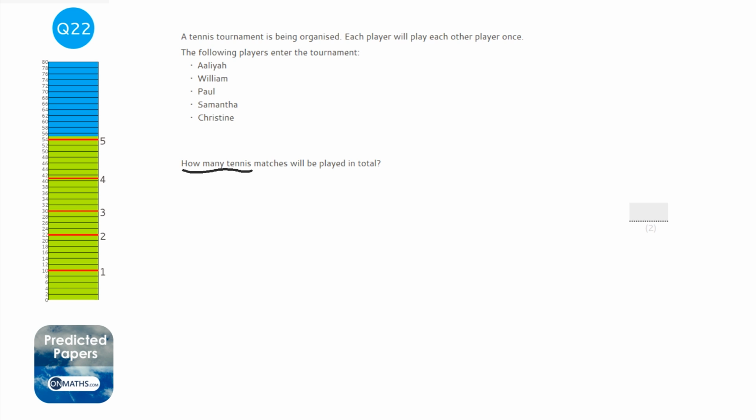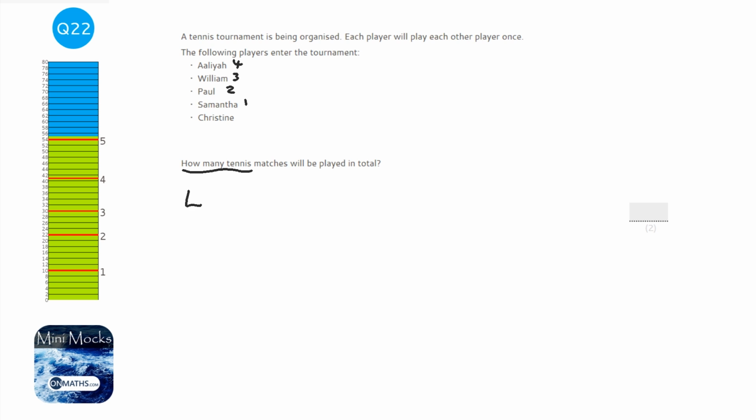Aliyah has 4 people that they're going to play against: William, Paul, Samantha and Christine. William, well, we've already counted Aliyah's match with William, so William only has 3 left that he can play. Then Paul, we've already counted his match with the other 2, so he's only going to play Samantha and Christine, other than his matches we've already counted. Samantha's only got Christine left to play after we counted all the other matches. And Christine's matches have already been counted so far.